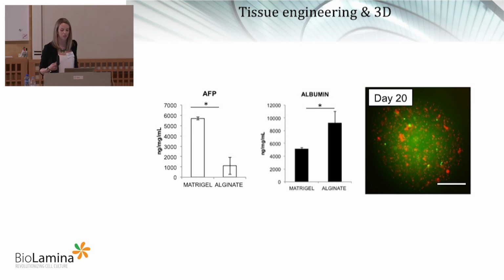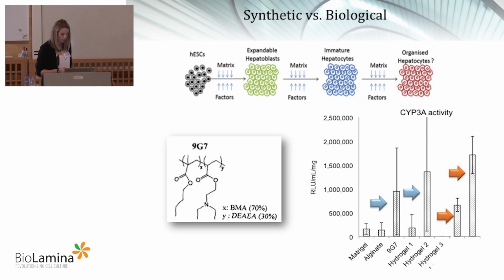So we then went on to try and find various things we could improve this system with, by looking at various synthetic and biological factors. So we went back to our polymer screen where we saw similar polyurethanes, 9G7, combined with different hydrogels produced really nice high levels of cytochrome activity, but were incredibly variable. This is due to solvents and the way that the polymers are manufactured. It makes them very tricky to work with.